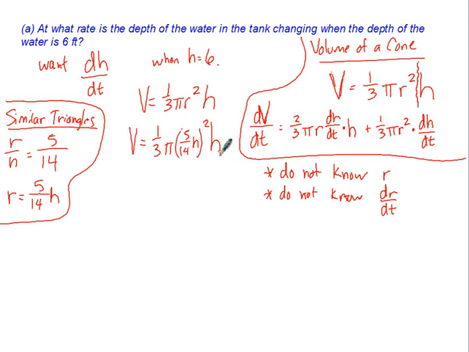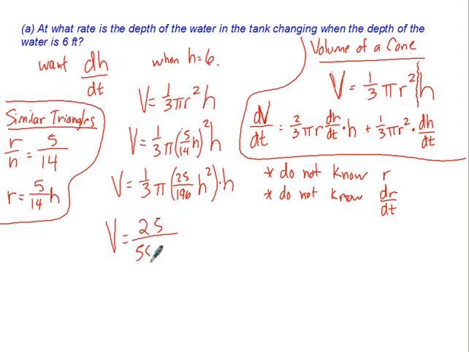So can I simplify this a little bit? This becomes 1/3 pi times 25 over 196 h squared times h. Everything's being multiplied, so this becomes 25 over 588 pi h cubed.